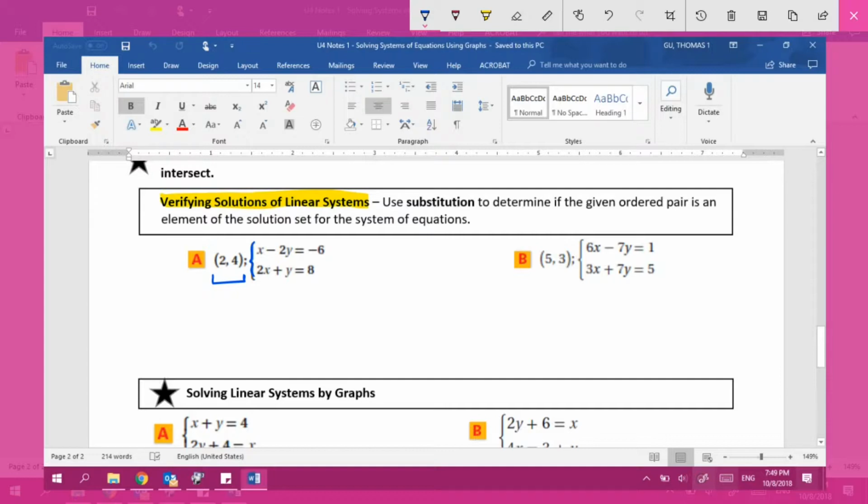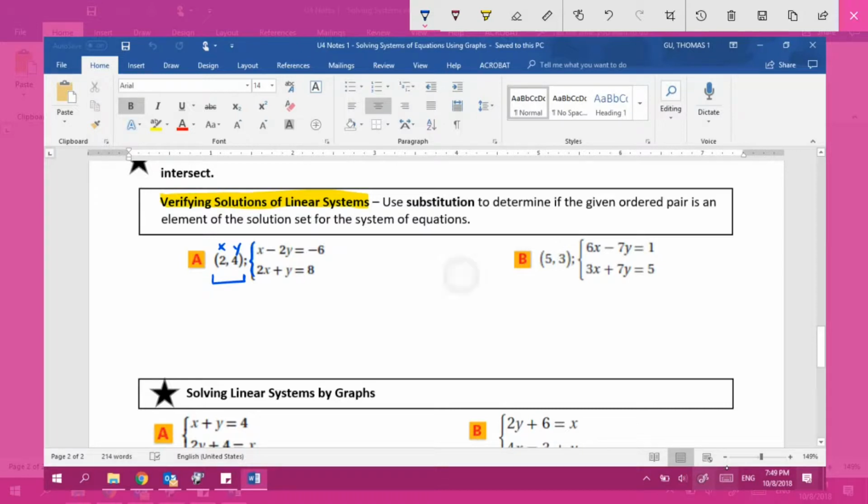So how are we going to check if this ordered pair (2, 4) is actually an answer? We're just going to substitute the values into each equation and make sure that they are true. What's the x value here? It's 2. And what's the y value? It's 4. So I'm going to plug those numbers into the equations where I see x and y and check if it's true or false.